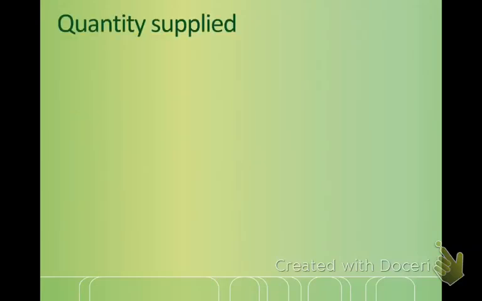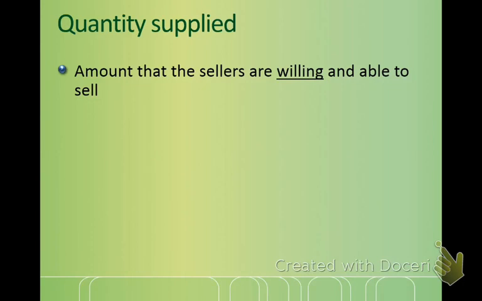Supply. We're going to define quantity supplied. Quantity supplied is the amount that sellers are willing and able to sell. Again, they have to be willing to sell it. They may have it to sell, but it's not part of supply unless they're willing to sell it. All right, so they're willing and able to sell.